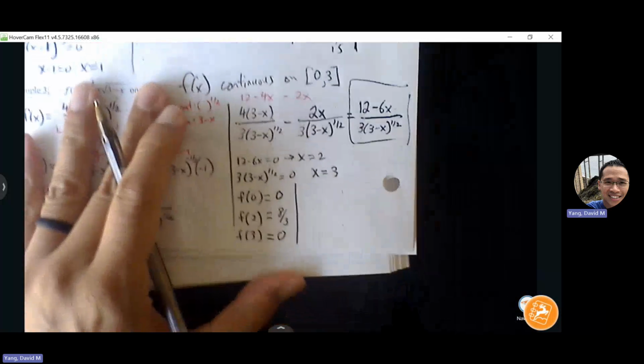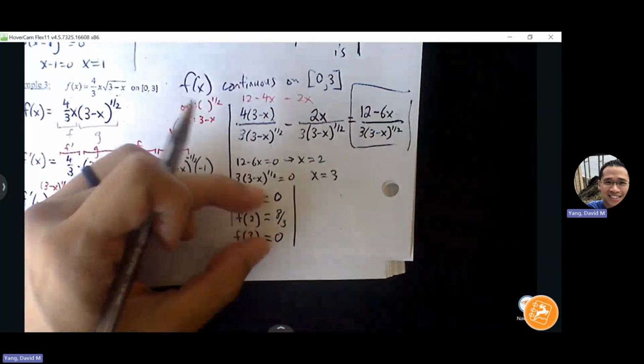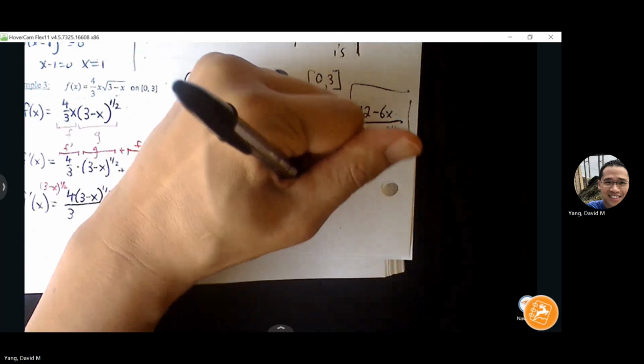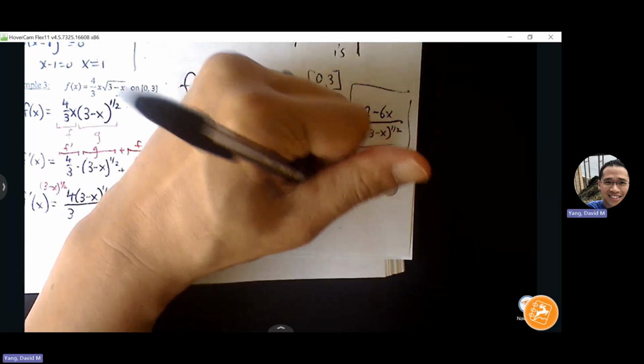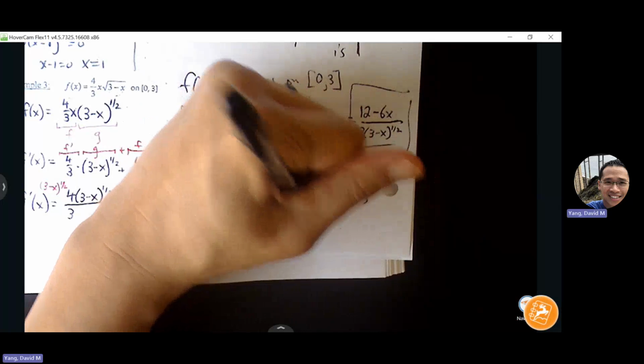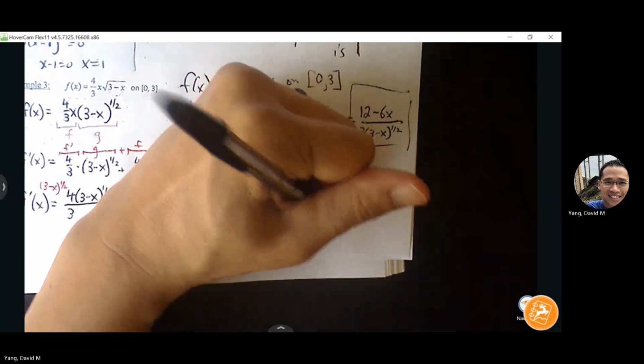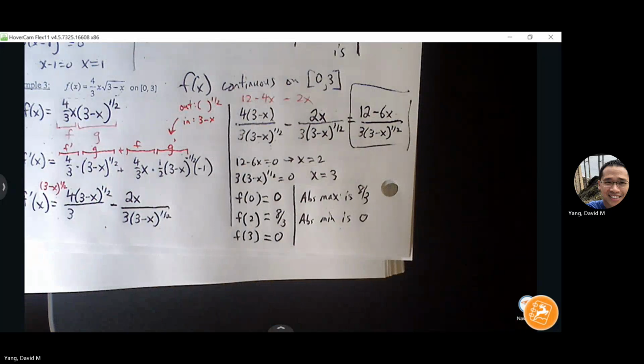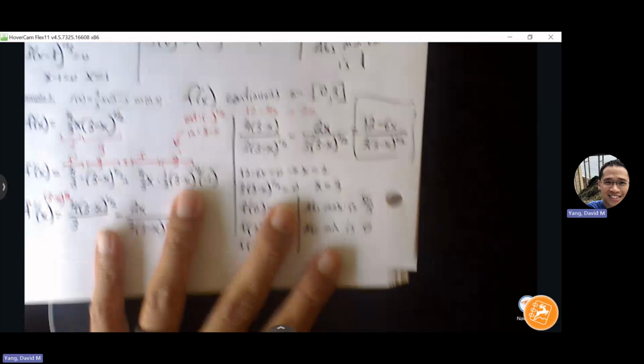Okay. We really only care about the y value, so if there's a duplicate tie with my minimum, that's my minimum value. So my absolute max is 8/3. My absolute min is 0. Okay, so that's basically it with the extreme value theorem.